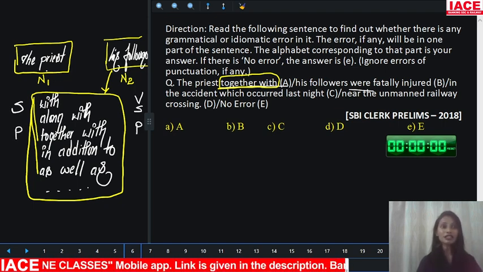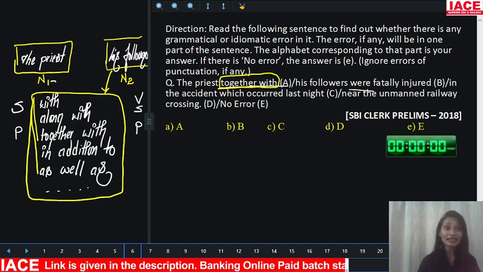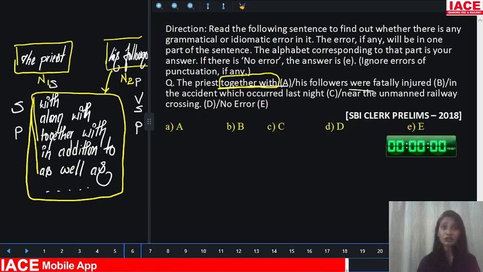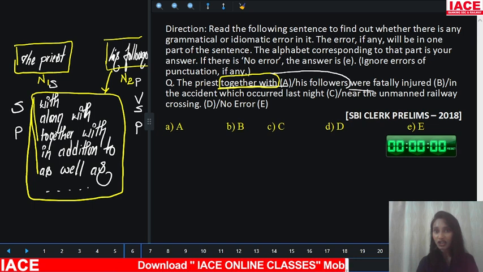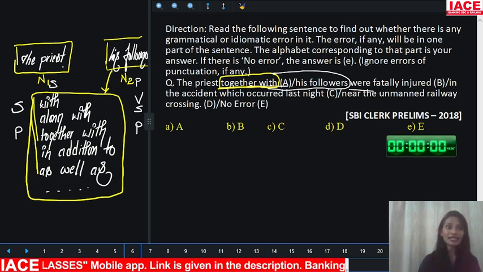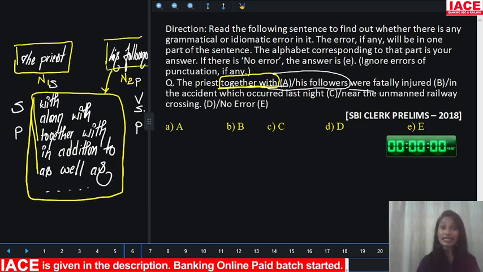Now here the first noun, the priest, is a singular noun. His followers is plural, of course, but it is connected with together with. So together with his followers became additional information. Now our subject is only the priest. The priest is singular, so the verb must be singular.